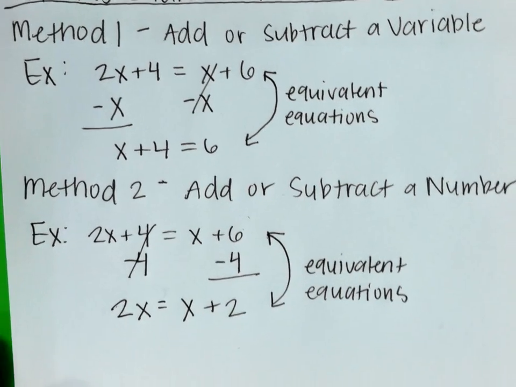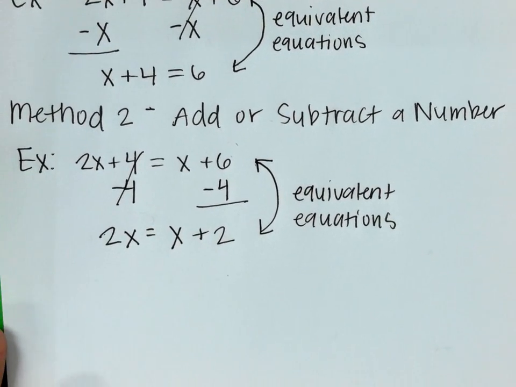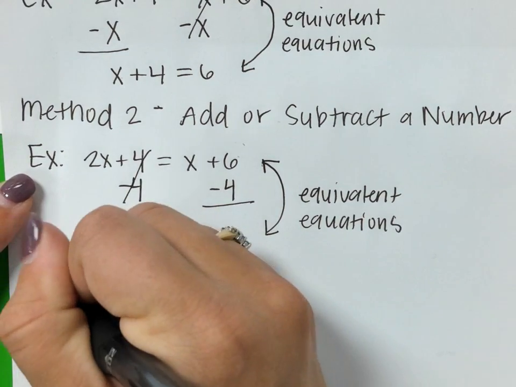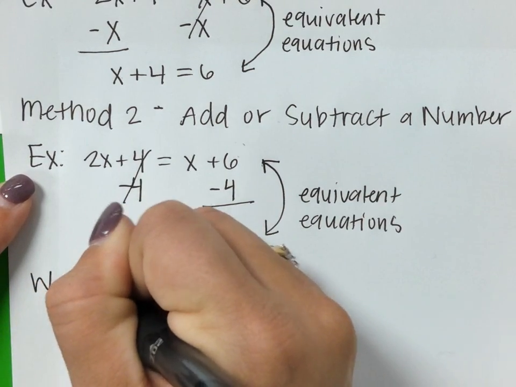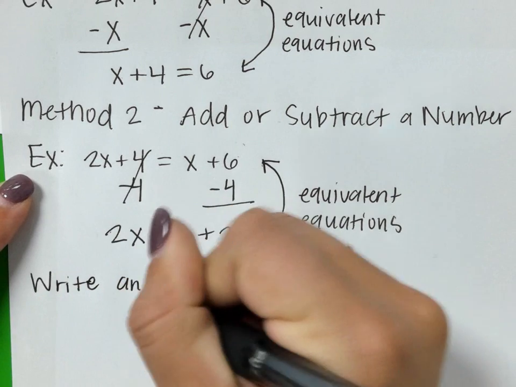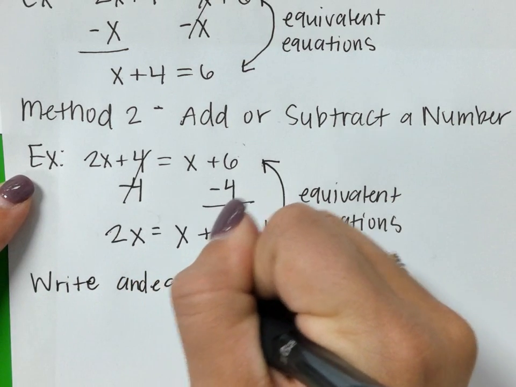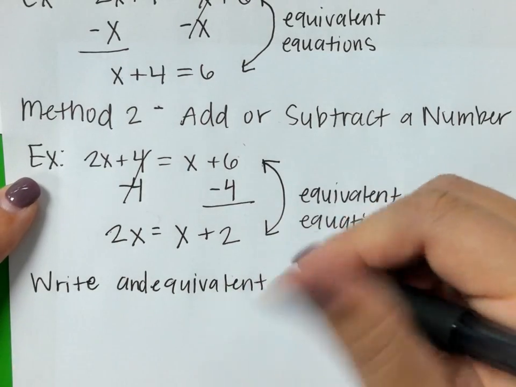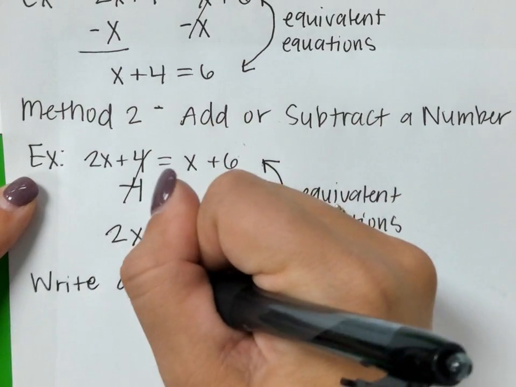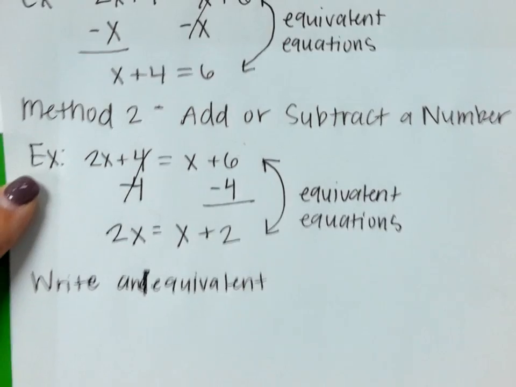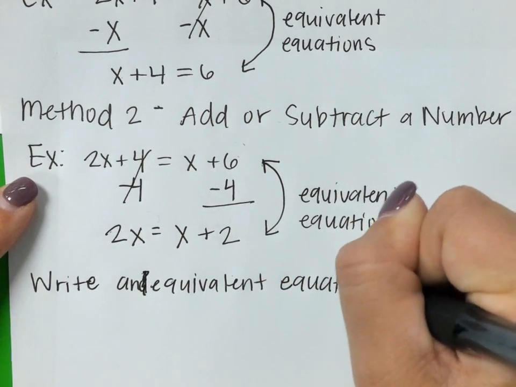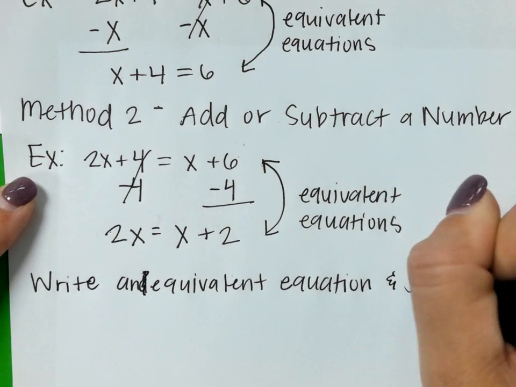So let's do an example like the book. So the book is going to ask you to write an equivalent equation and justify. What does it mean by justify? We're going to figure it out. Sorry, I can't write. Write an equivalent equation and justify your answer.